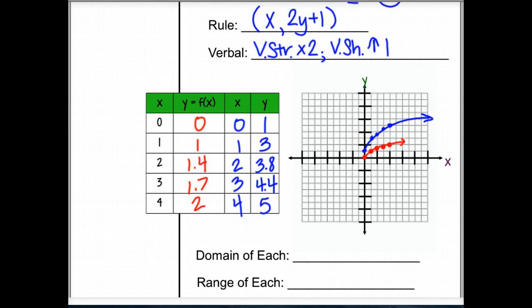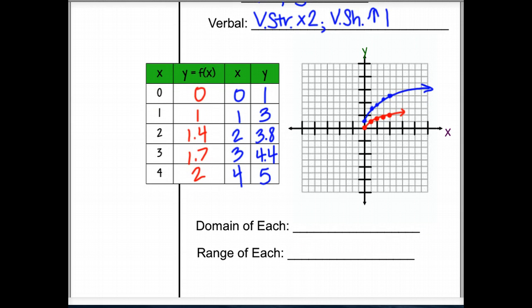And then when we take a look at our domain and range, once again, the domain and range of the parent function is y and x both greater than or equal to 0. For the domain and range of the new function, x is still such that x is greater than or equal to 0, and y is going to be such that y is greater than or equal to 1, because the lowest point that it goes is positive 1.